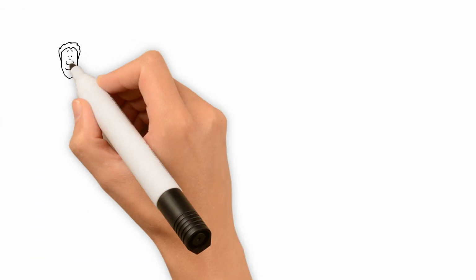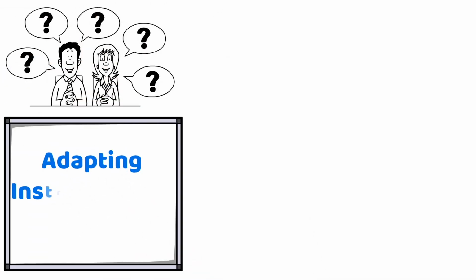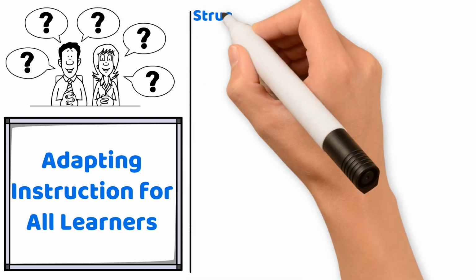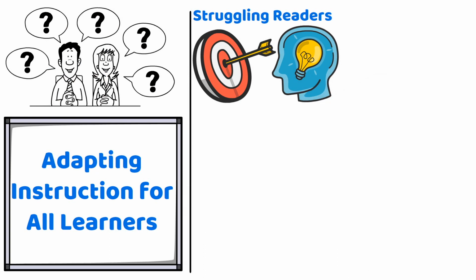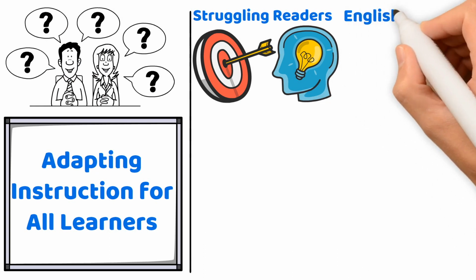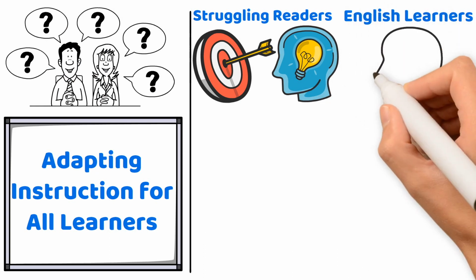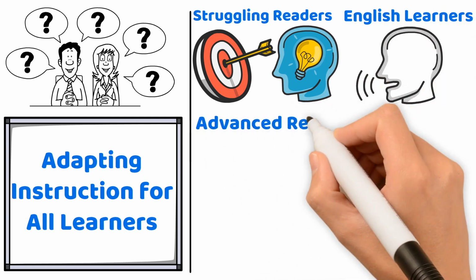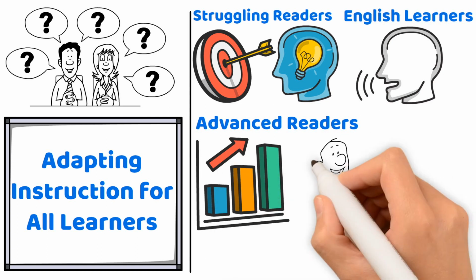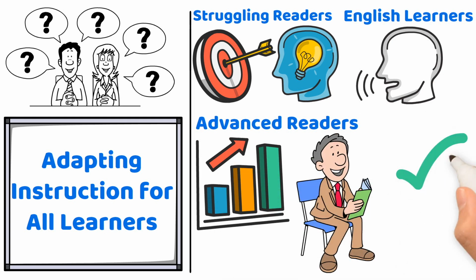You will absolutely receive questions about adapting instruction for all learners. So remember, for struggling readers, focus on key skills, reteach missing concepts, and use concrete examples. For English learners, build on connections from their first language to English, and for advanced readers, increase instruction pace and extend learning opportunities to keep them challenged and engaged.